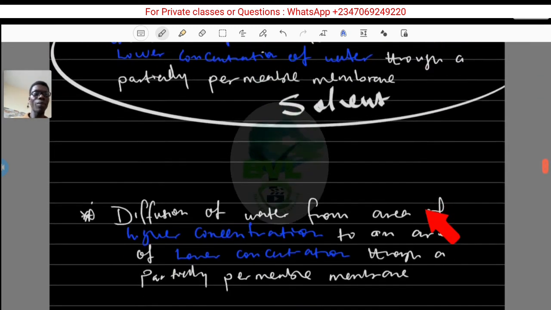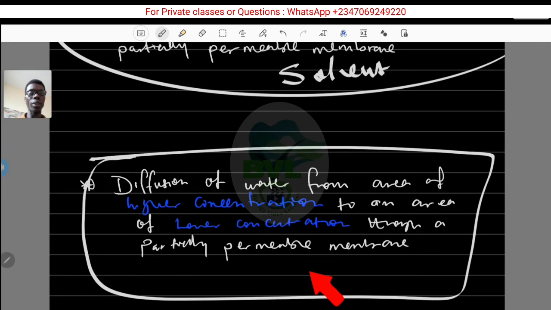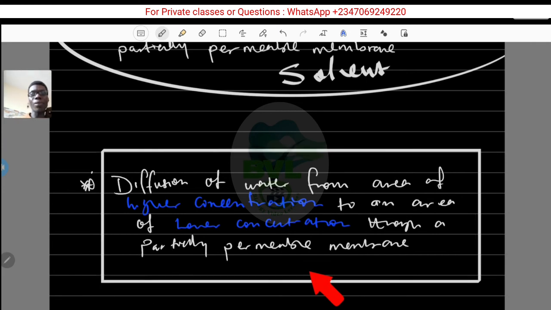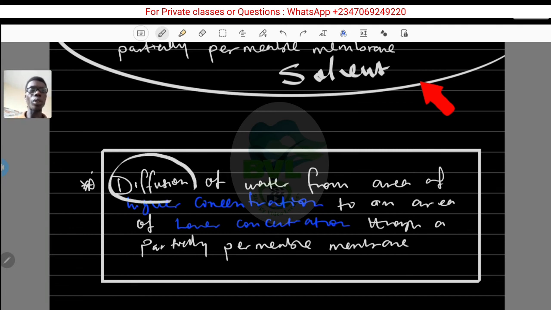Now, this definition here, I literally put it differently here for a reason. It says diffusion of water. Some have heard students say it. You could use it, but it's not the best thing to use because it's a bit confusing, really. It says diffusion of water from area of higher concentration to area of lower concentration. Well, because you are using the word diffusion, we can partially accept it, in my own opinion.